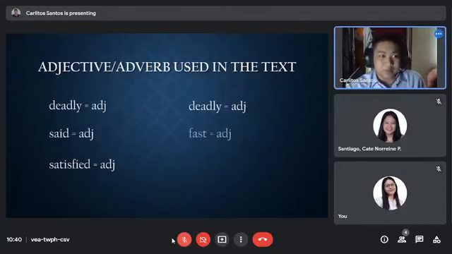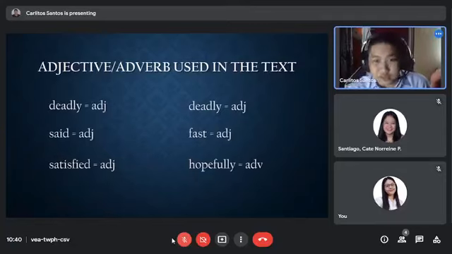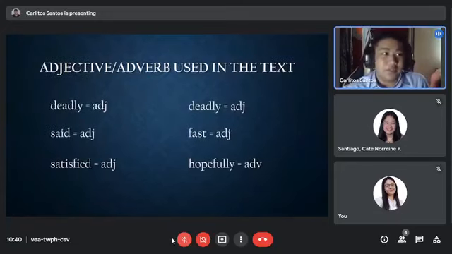So that will be all for our teaching grammar from text featuring too and enough, and this will also be the end of our teaching grammar series featuring too and enough as our main subject.